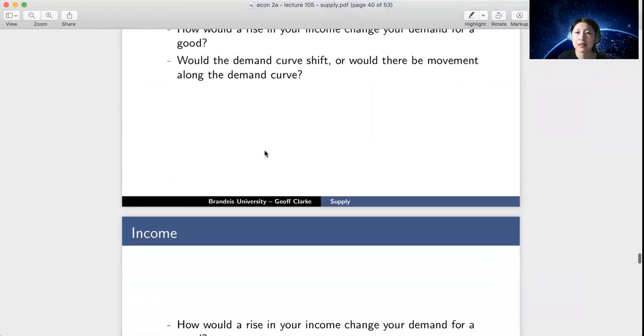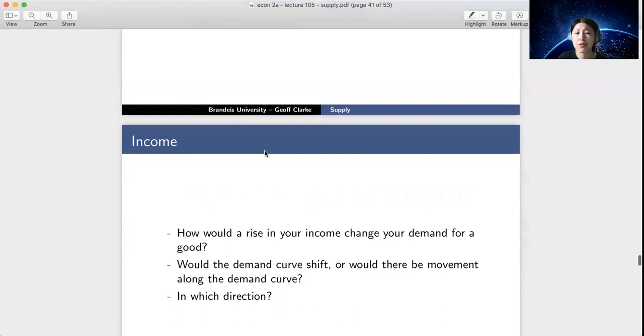But knowing that, we still have to answer how the income will shift the demand curve, whether it will shift outward or inward. If it shifts outward, that means at the same price level, at the new income level, you would consume more of that good. And vice versa, if the demand curve shifts inward, at the same price level, you would buy less of that particular good.